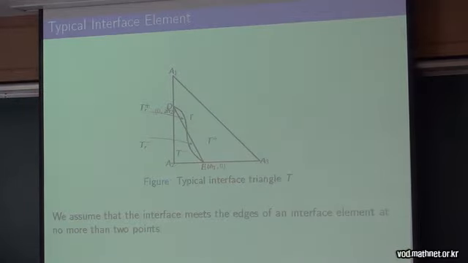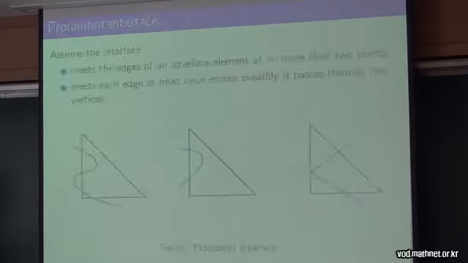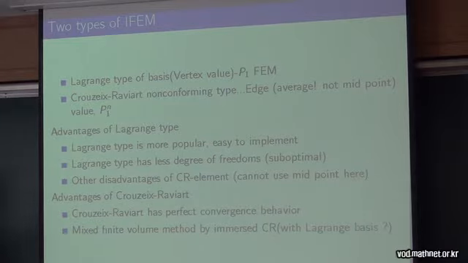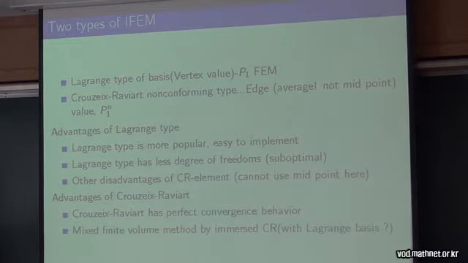When I say Lagrange basis, it means the values are 1 and 0. It's a standard notation, right? But that is the original. I say there are two types. Why two types? The original basis is a Lagrange type, so it's the vertex value, which is 1 or 0 or whatever. And people usually call it conforming P1 FEM, meaning it's continuous.